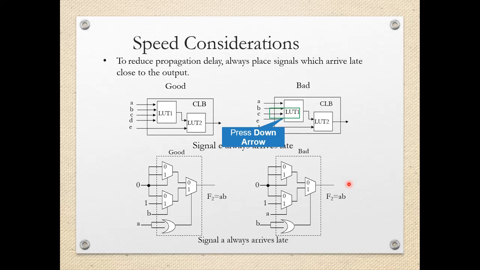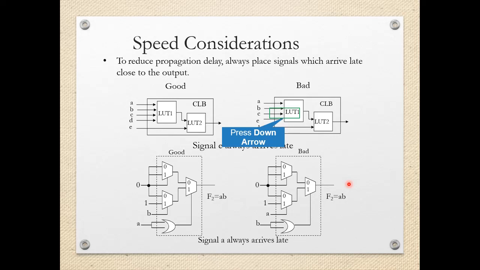So to reduce the propagation delay, always place the signal which arrives late close to the output. Whichever signal is arriving late, we should place that signal close to the output. The two cases are shown, and here it is given that signal E always arrives late. So if E is always arriving late, then we should keep that E close to the output. This is a good practice in which E is placed close to the output, so directly it is traveling only through lookup table 2 and then output.